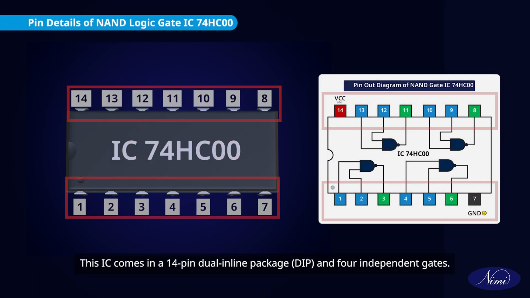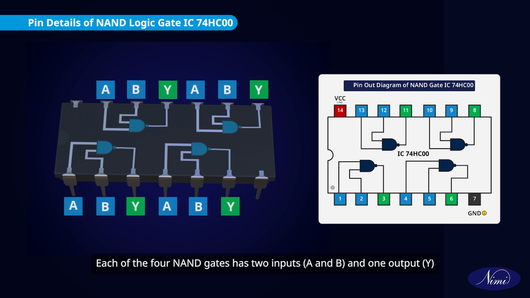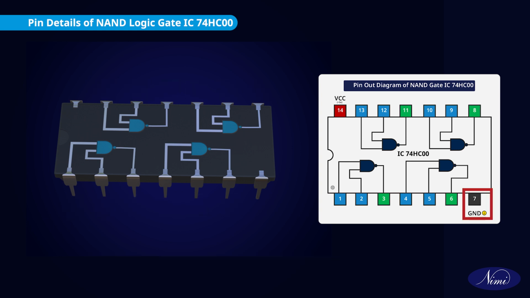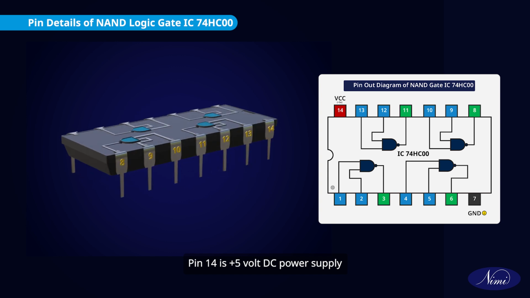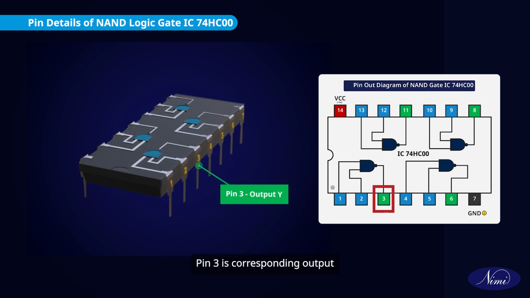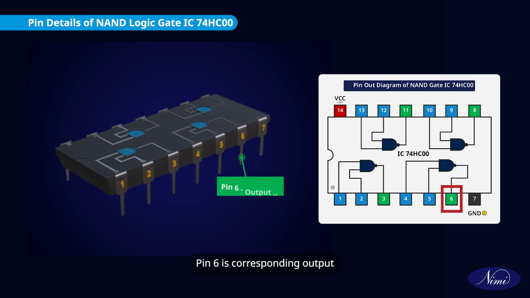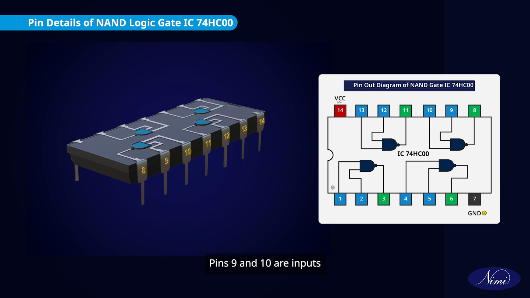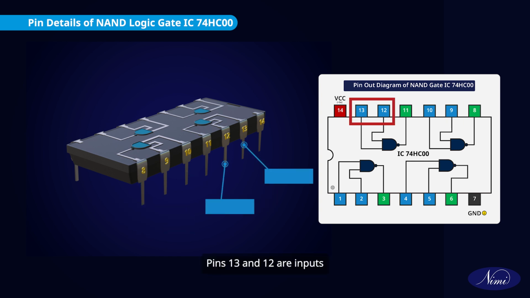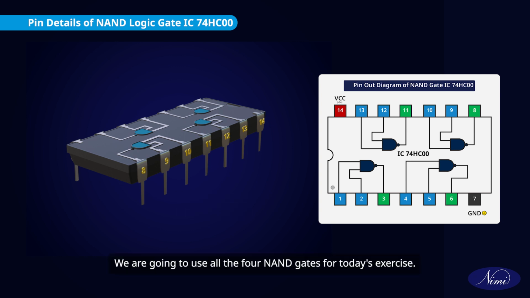IC74HC00. This IC comes in a 14-pin dual inline package, DIP, and 4 independent gates. Each of the 4 NAND gates has 2 inputs A and B and 1 output Y. Pin 7 is ground. Pin 14 is plus 5 volt DC power supply. Pins 1 and 2 are inputs. Pin 3 is corresponding output. Pins 4 and 5 are inputs. Pin 6 corresponding output. Pins 9 and 10 are inputs. Pin 8 is corresponding output. Pins 13 and 12 are inputs. Pin 11 is corresponding output. We are going to use all the 4 NAND gates for today's exercise.